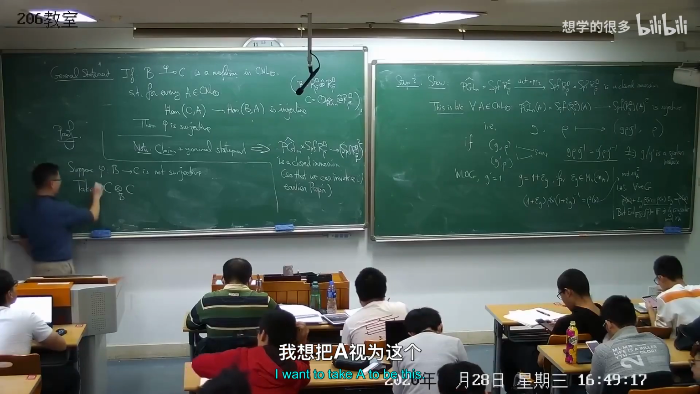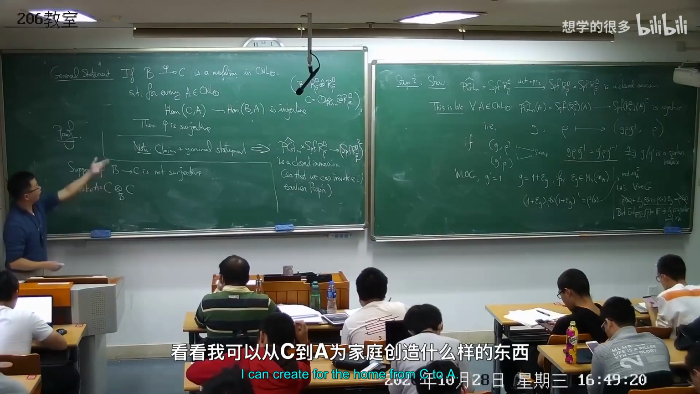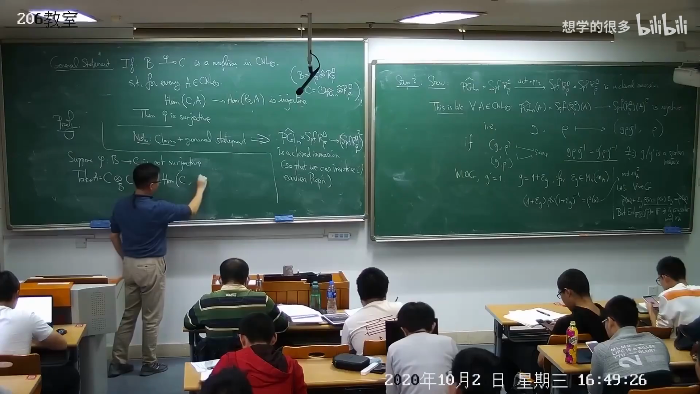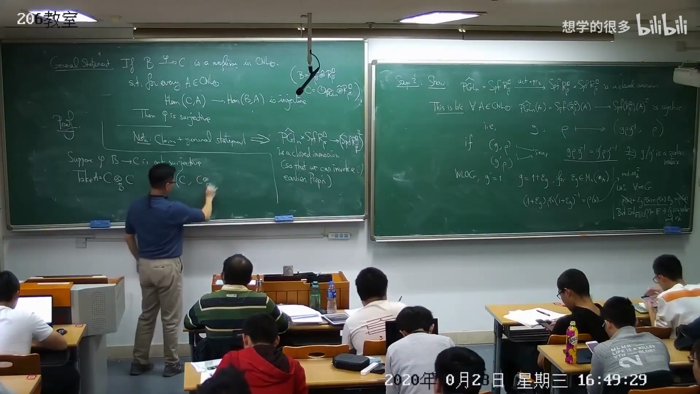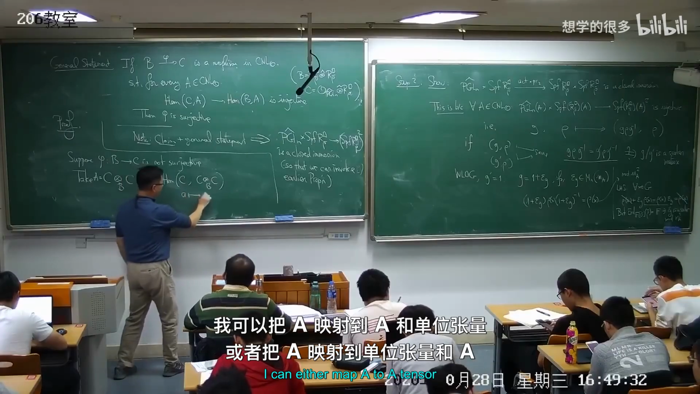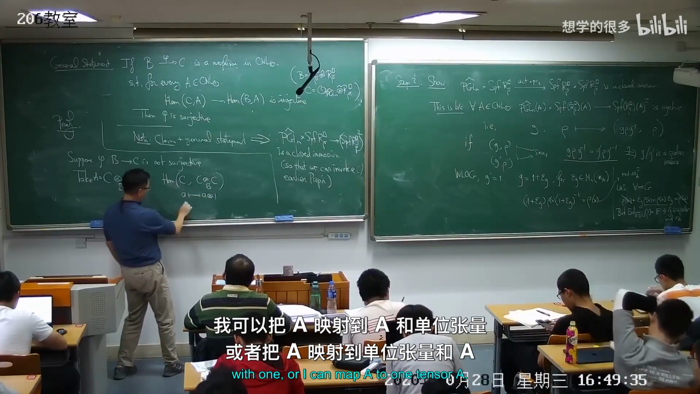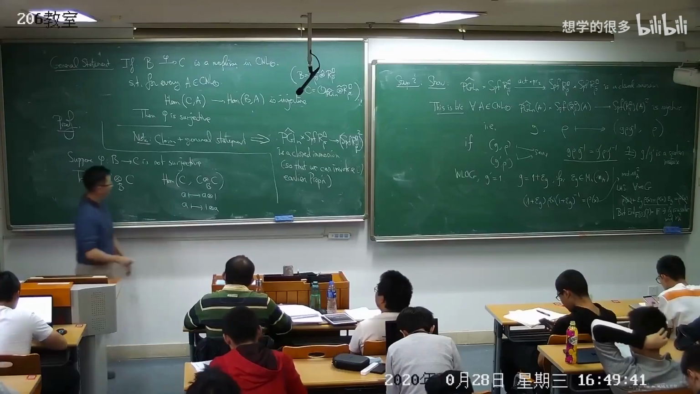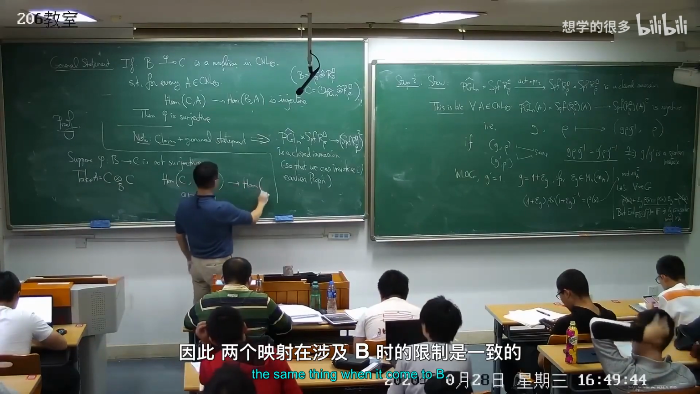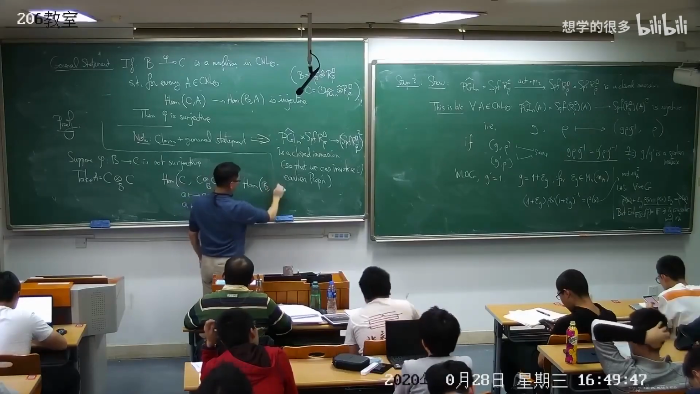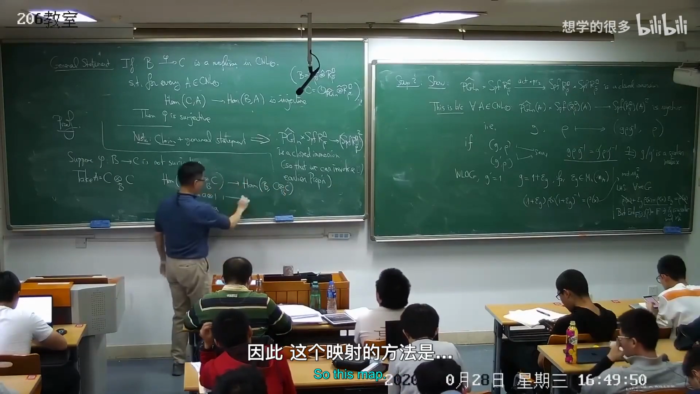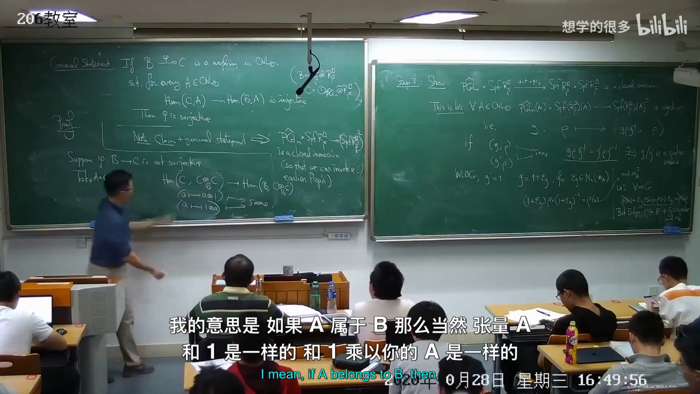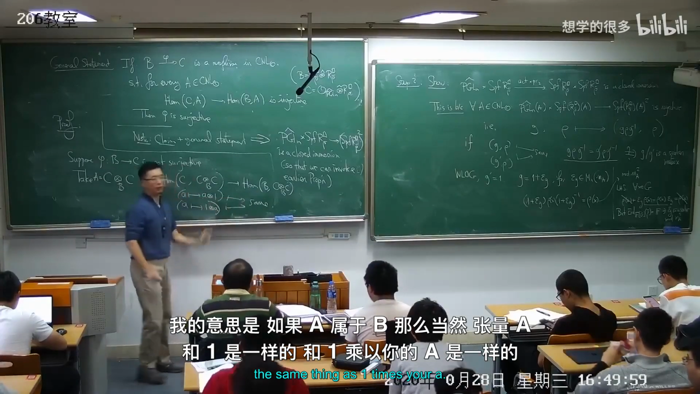I want to take A to be this, and see what kind of things I can create for the Hom from C to A. So there are two maps. I can either map A to A tensor 1, or I can map A to 1 tensor A. I have a choice. Of course, both of these restrict to the same map on B, because if A belongs to B, then A tensor 1 is the same thing as 1 tensor A.